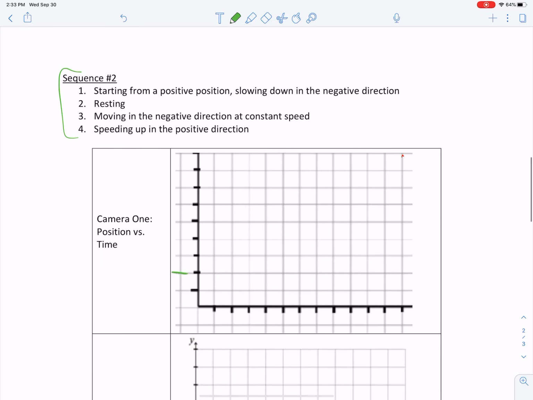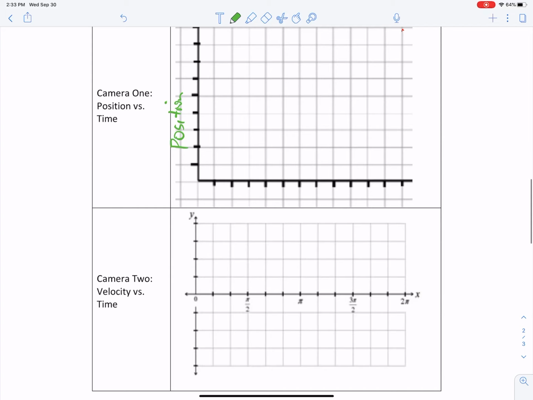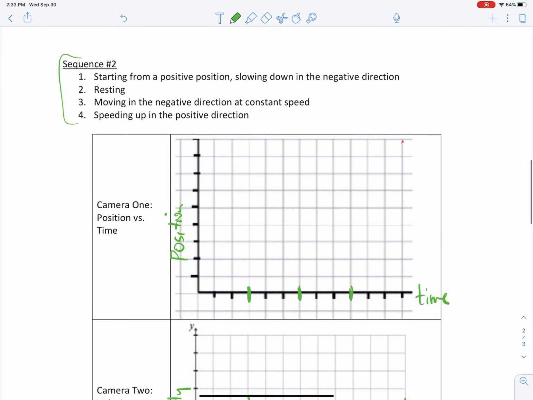The first is position view, and the second is velocity view. Again, this is position versus time. This is velocity versus time. And I'm going to break it up into 4 sections so that I have space for my 4 events. Okay, so here we go, starting with position view.